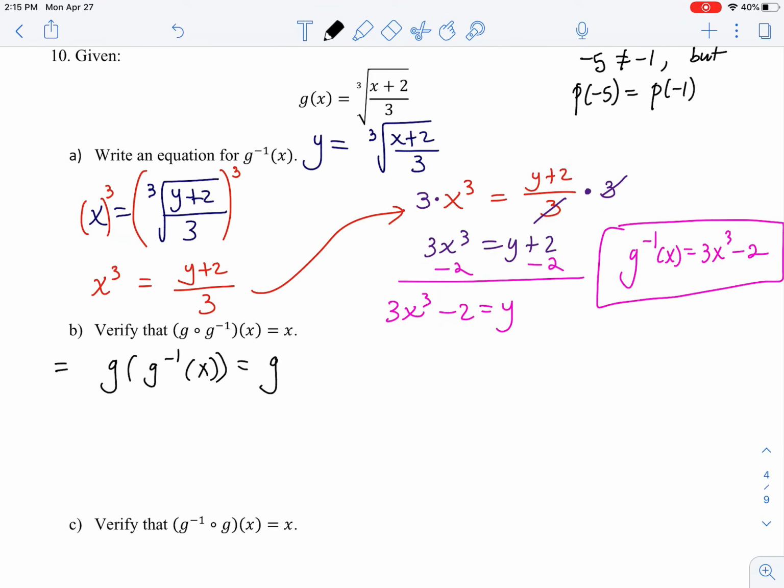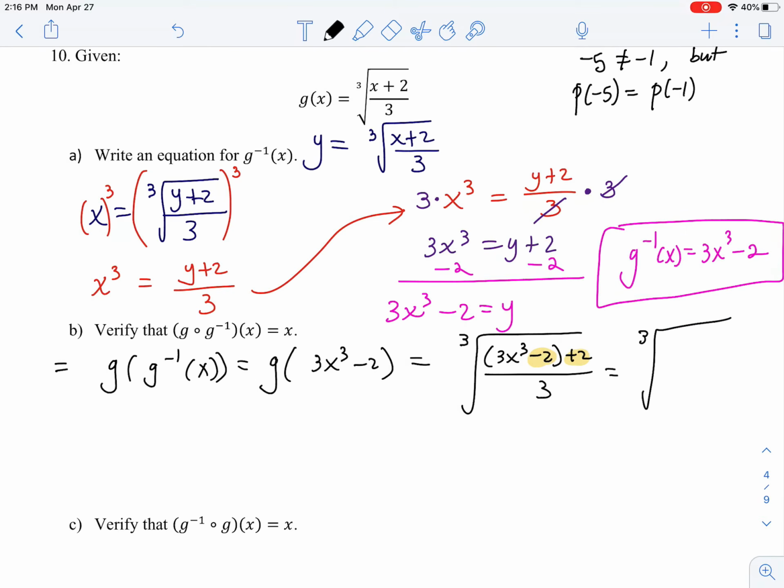All right, so g of g inverse of x is: g of 3x cubed minus 2. I'm plugging this into the cube root function. So the big picture is cube root of (x plus 2) over 3, but x is 3x cubed minus 2. Now what we have to do is simplify this carefully. Which one simplifies first? Negative 2 and positive 2. Once that parenthesis is gone, the negative 2 and this positive 2 will cancel out and give me 3x cubed over 3, right?